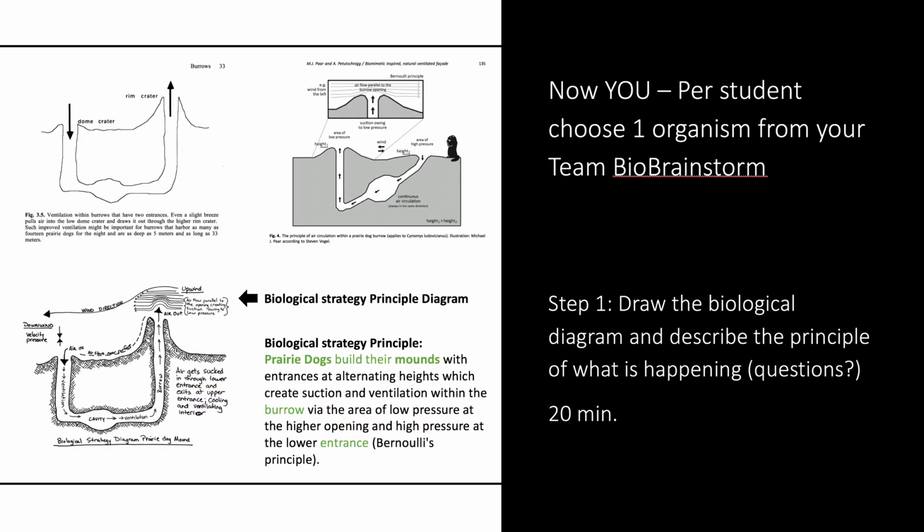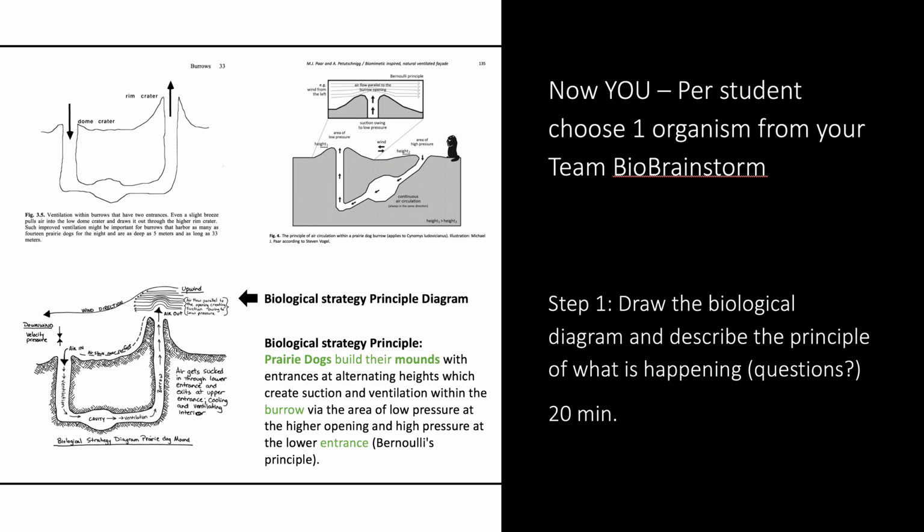Okay, now it's your turn. First of all, you draw the biological diagram. And as we go on in this lecture, you stop the video and then you continue once you've done the exercise. Step 1 would be to draw the biological diagram and describe the principle of what is happening.